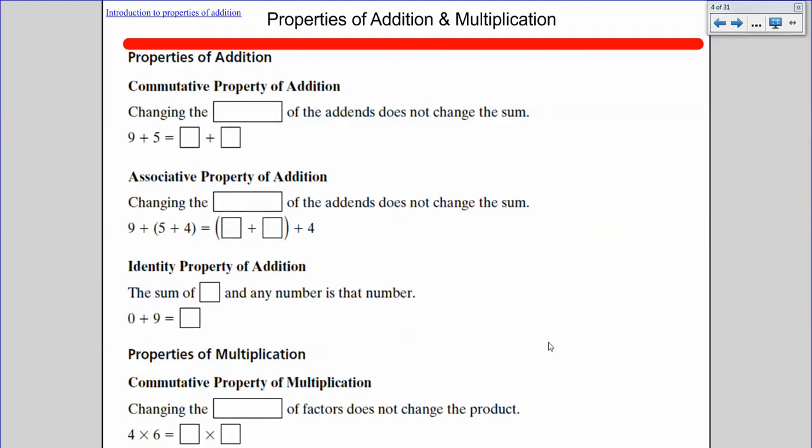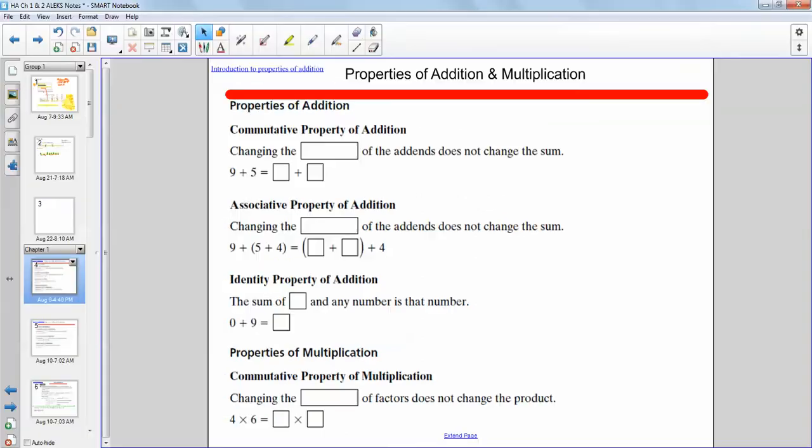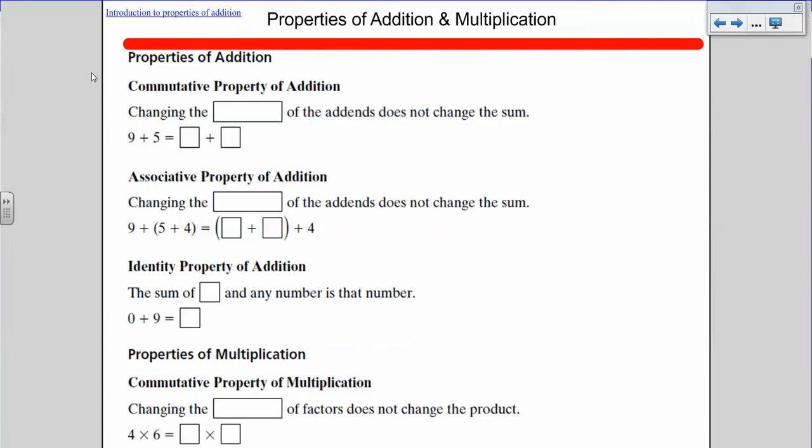Hi everyone. Today we're going to be talking about properties of addition and multiplication. And in Alex, the specific topics that we're talking about will be up at the top in blue. So let me find my tools that I've lost real quickly. Now, the goal of using our properties of numbers allows us to hopefully do some mental math real quickly.